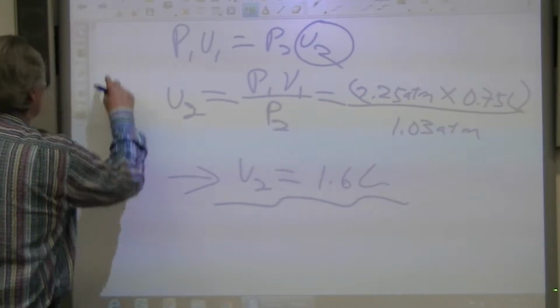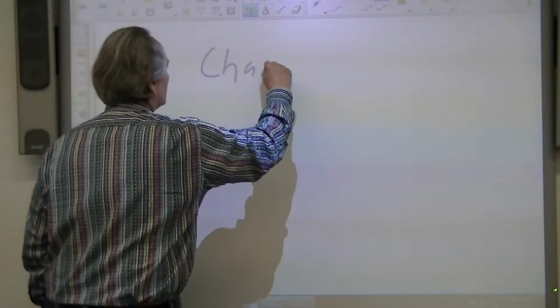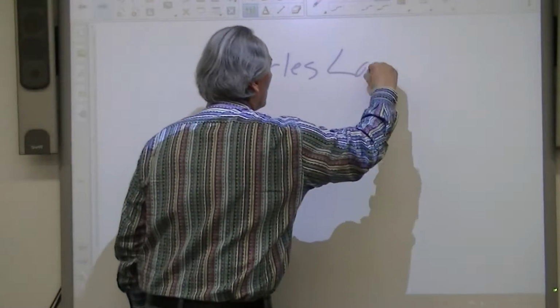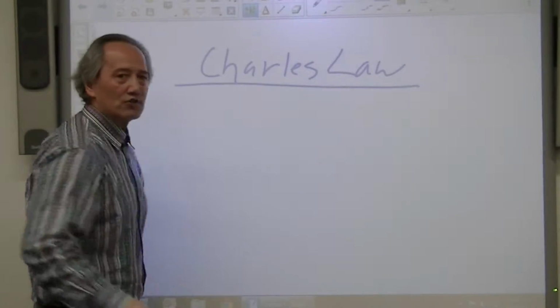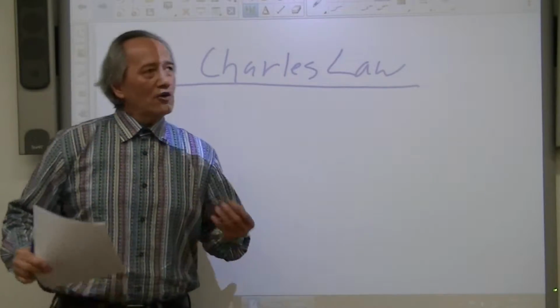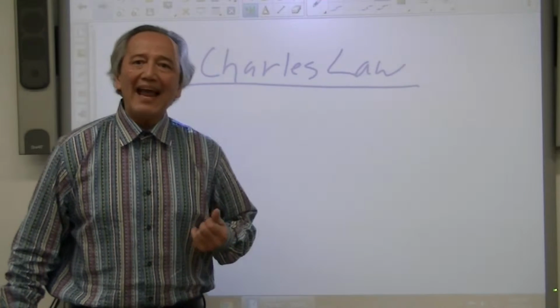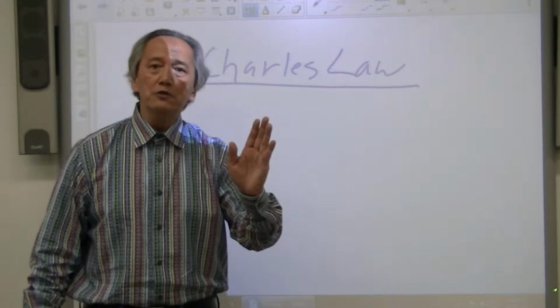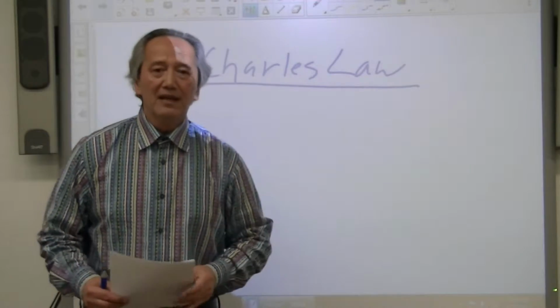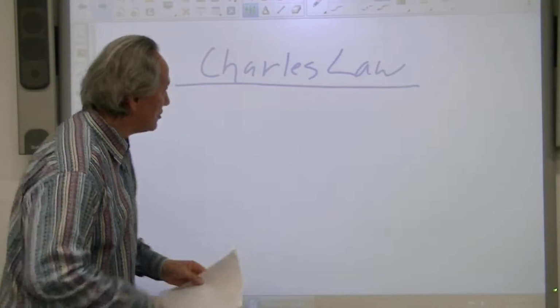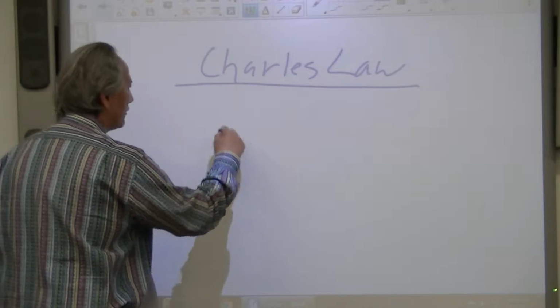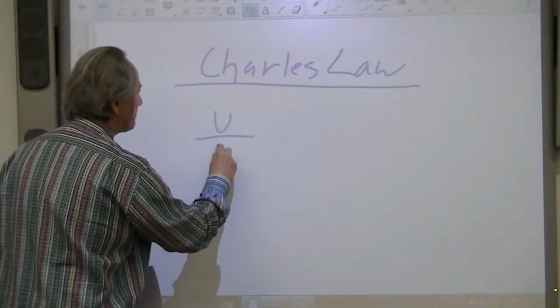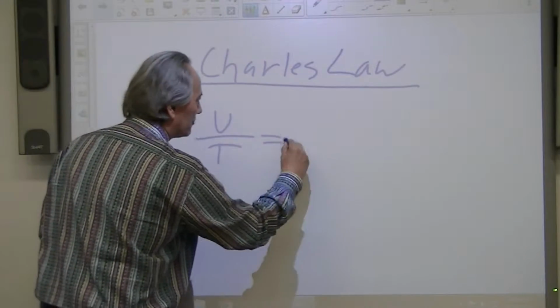All right, let's continue on and talk about our second law, which happens to be Charles' law. What does Charles' law state? Charles' law states that for a gas held at constant pressure, the quotient of volume to temperature in Kelvin is equal to a constant. Let's write that in terms of variables. Volume with respect to temperature in Kelvin is equal to a constant.